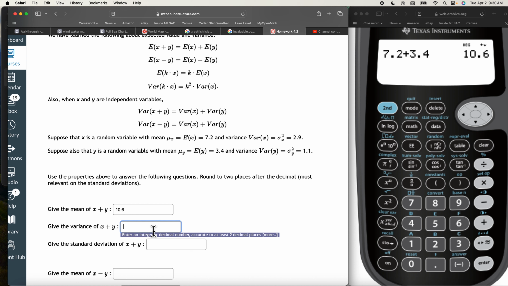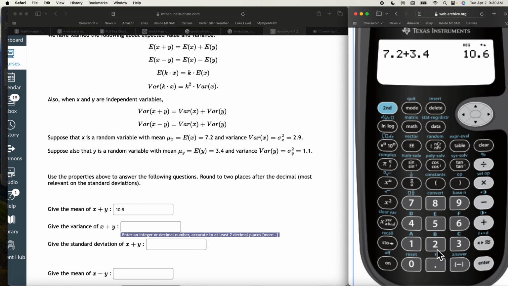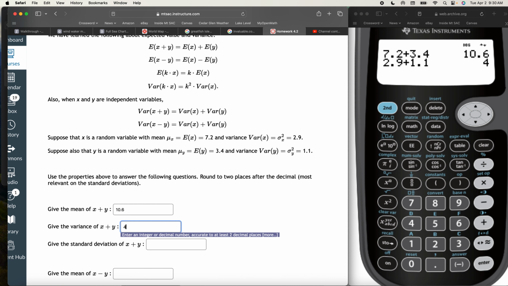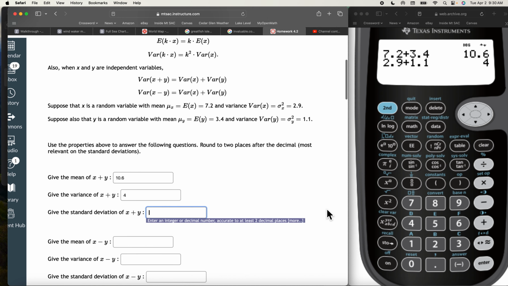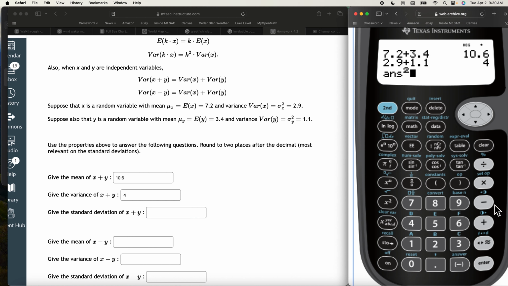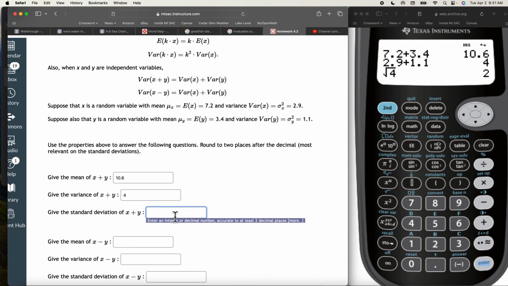Okay, and then the variance of the sum is the sum of the variances up here. So the variances are 2.9 and 1.1. Okay, and of course that's 4, so we can just go ahead and put in a 4 there. And the standard deviation would be the square root of the variances. So if you do the square root of the variance, that was 4. So square root of 4 is 2. And so that's the standard deviation.